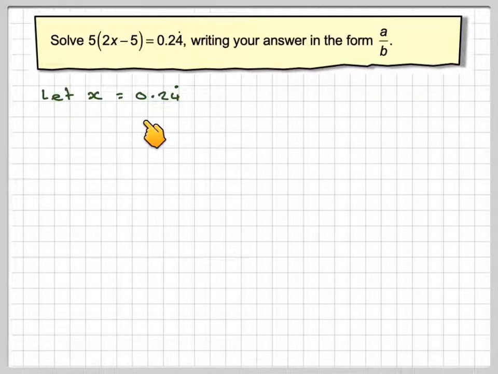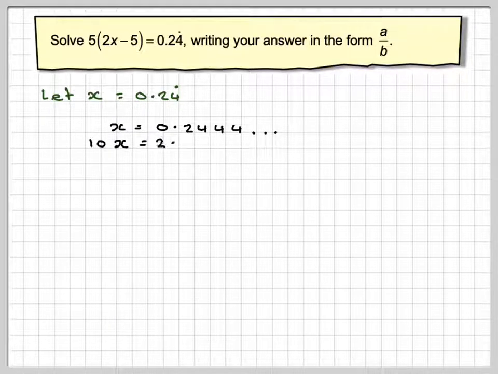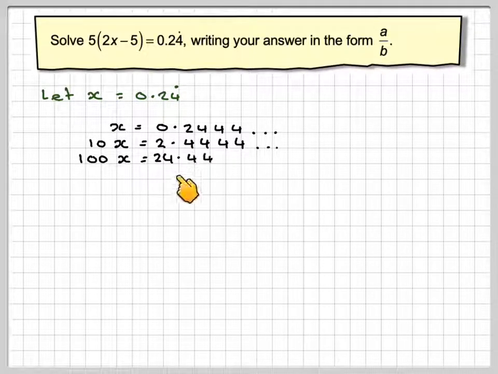So let x be equal to 0.24 recurring. That means that x is 0.2444... If you multiply that by 10, you get 2.444..., and all the 4s are then after the decimal point. And then you need to multiply this again by 10, so 100x gives you 24.444..., and that lines up all the 4s.